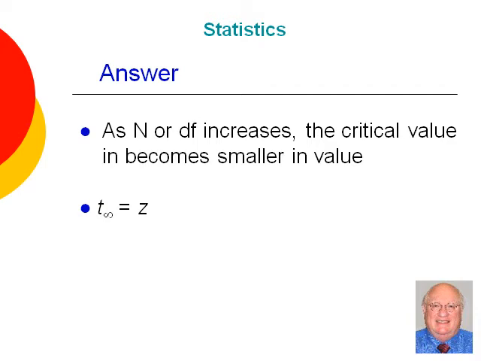Now notice one last thing. When we have an infinitely large sample, or degrees of freedom is infinite, the critical value for the t-distribution equals the critical value for the normal distribution, plus or minus 1.96. This demonstrates an important relationship between the two distributions, that at infinite degrees of freedom, the t-distribution is identical to the normal distribution.